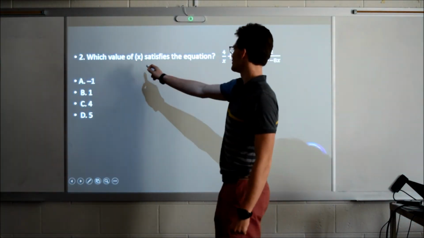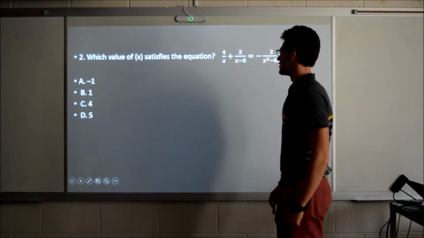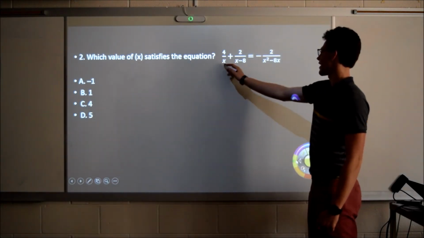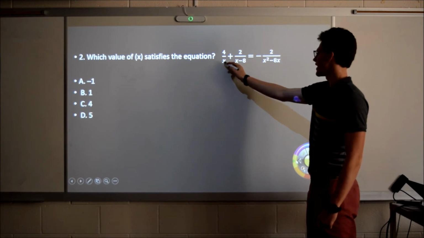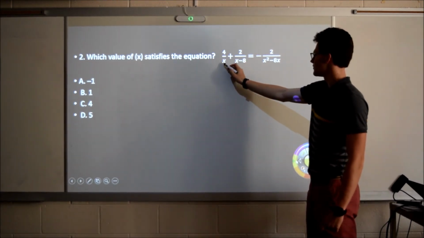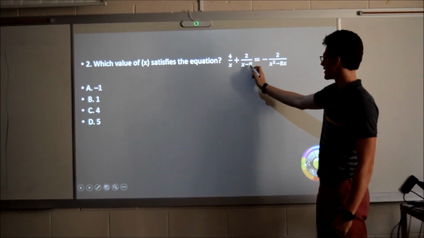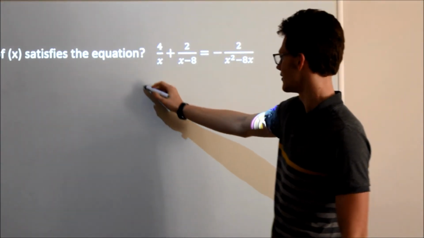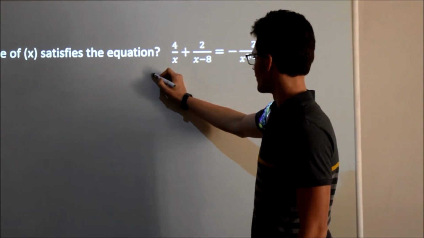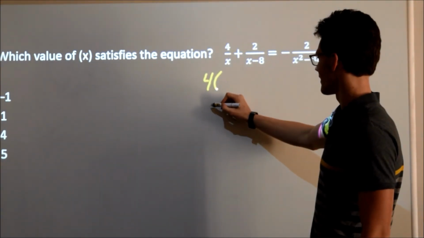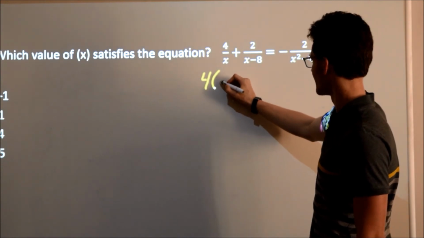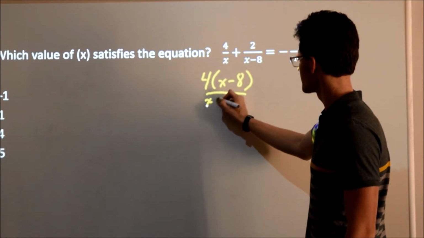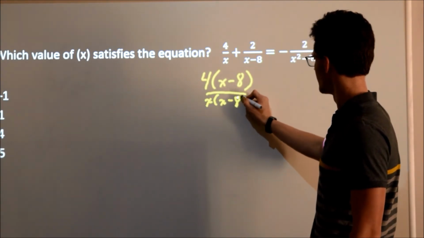Alright, so we need which values satisfy the equation. So that means we're going to be solving for x. Since we're adding two fractions, we want to get them both to have common denominators, which means we need to multiply the first denominator by x minus 8 and the second denominator by x. That way they'll have the same denominators. Since you're multiplying the bottom by something, you have to multiply the top by the same thing. So 4 times x minus 8 all over x times x minus 8.